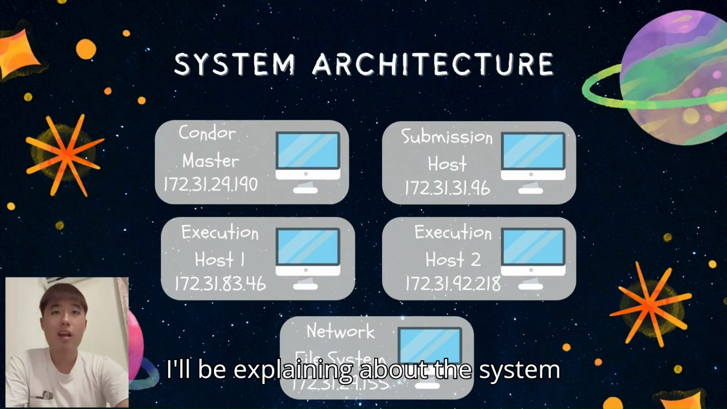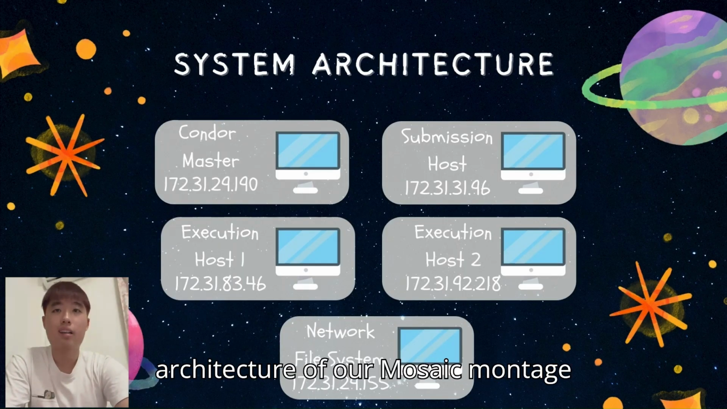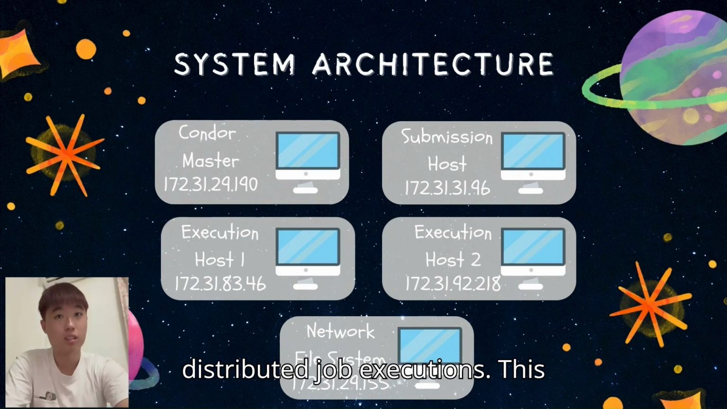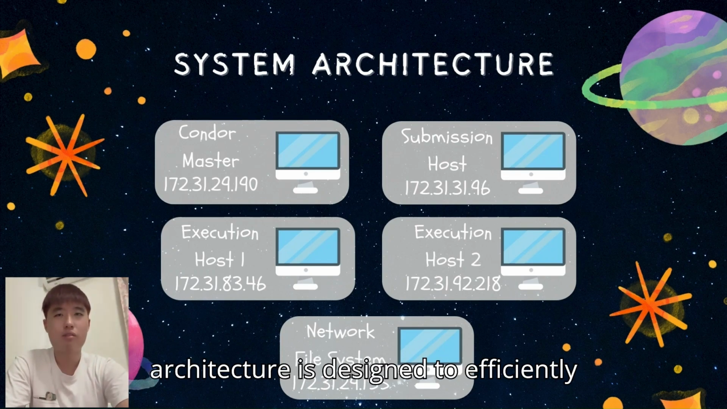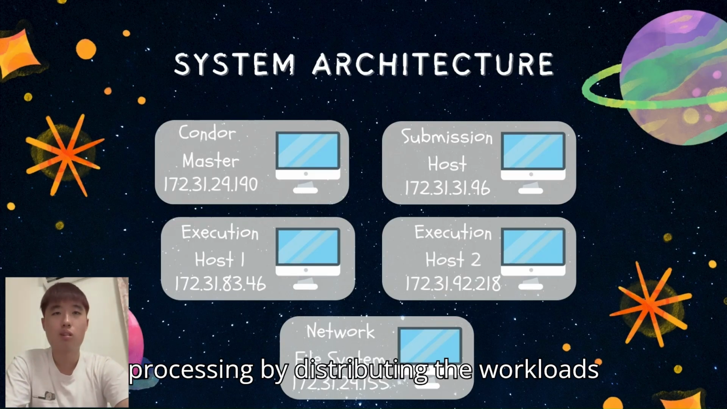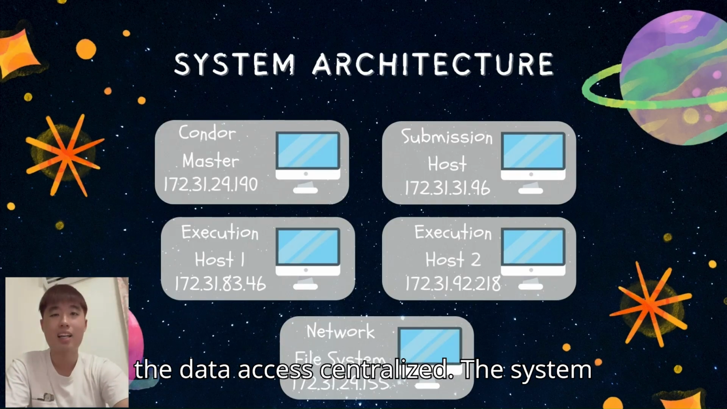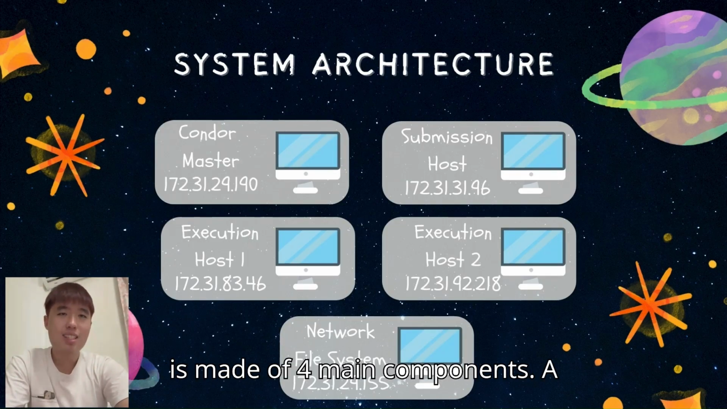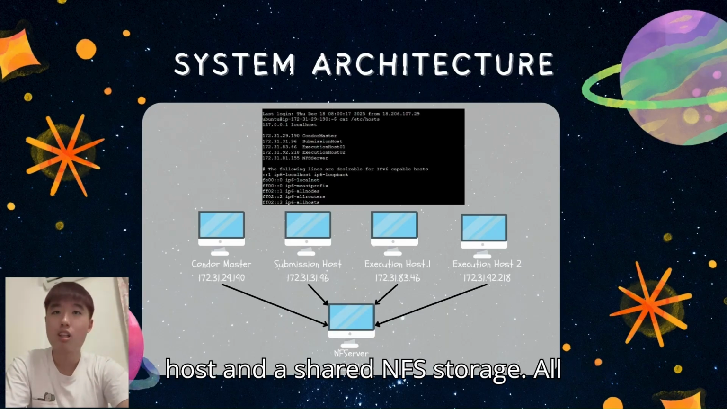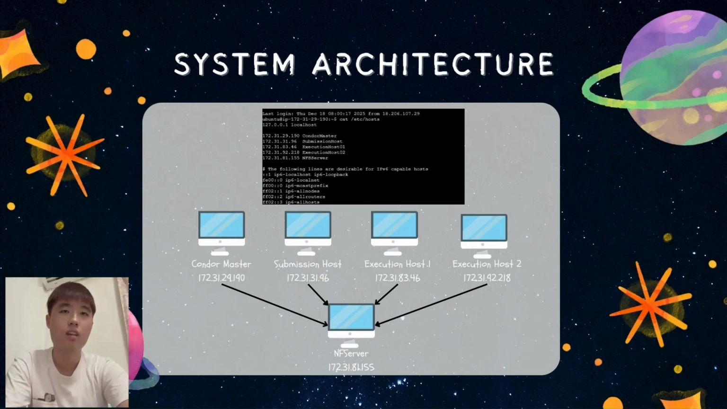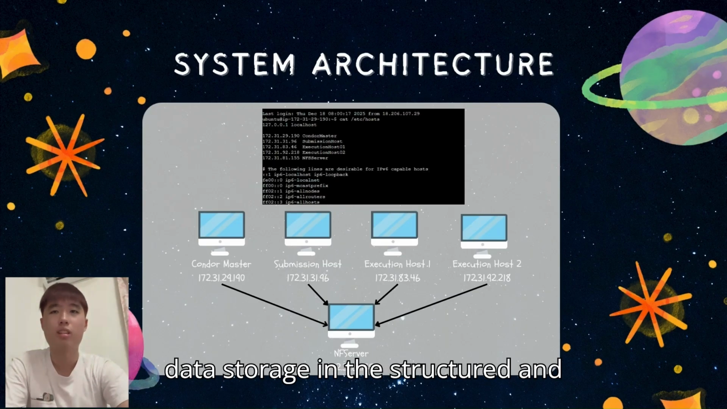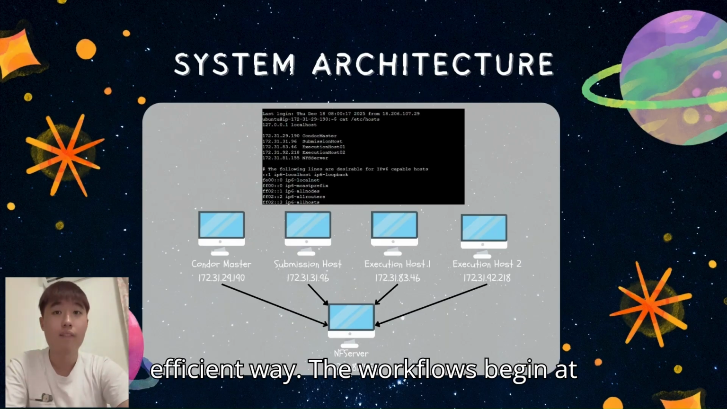Hello everyone, I'll be explaining the system architecture of our mosaic montage workflow that runs on HTCondor for distributed job execution. This architecture is designed to efficiently handle large-scale astronomical image processing by distributing the workloads across multiple machines while keeping the data access centralized. The system is made of four main components: a submission host, a central master, an execution host, and a shared NFS storage, all working together to manage job submission, scheduling, execution, and data storage in a structured and efficient way.